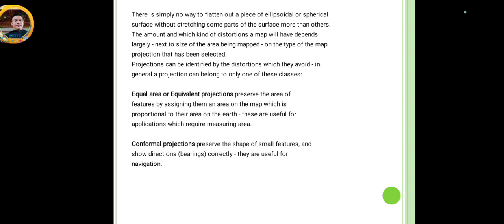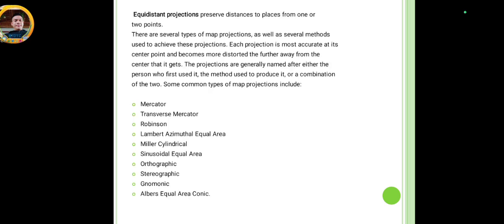Conformal projection preserves the shape of small features and shows directions like bearings. They are useful for navigation. Bearings, like compass. So, equidistant projection preserves distance to places from one or two points. There are several types of map projection as well as several methods used to achieve these projections. A projection is most accurate at its center point and becomes more distorted the farther away from the center it gets. The projections are generally named after either the person who first used it, the method used to produce it, or a combination of the two.